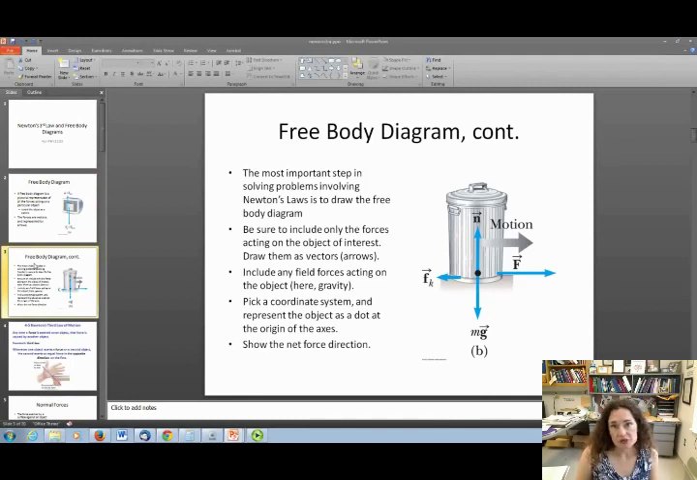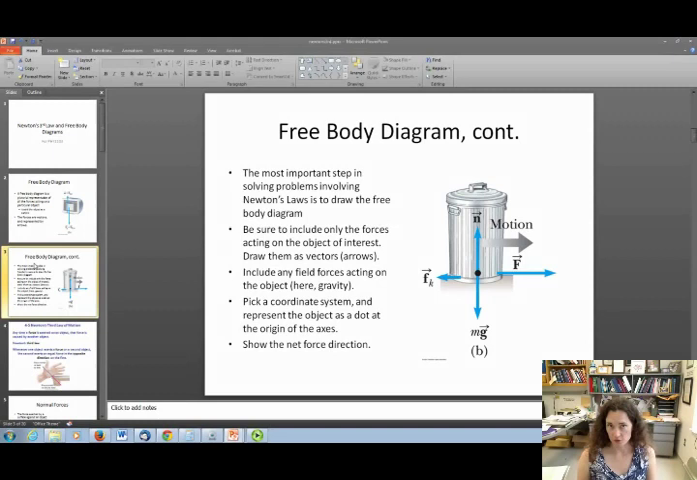So this is the most important step, I think, in solving problems with Newton's laws. You have to draw that free body diagram. When you draw your free body diagram, you're effectively also choosing an origin for your coordinate system, so that's very helpful. Make sure to only include the forces that are acting on the object of interest. If you draw other forces acting on other objects in the problem, you might just confuse yourself.